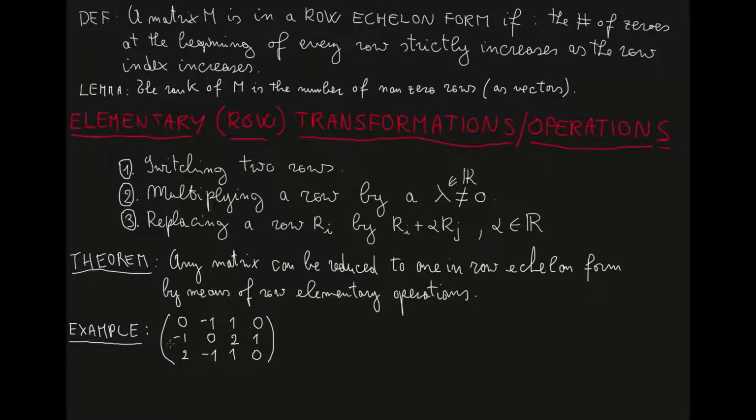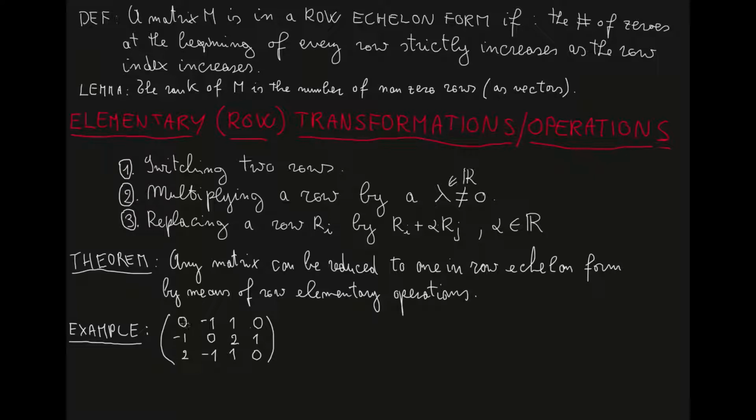The obstruction here for this matrix to be in a row echelon form is the fact that here we have a -1 instead of a 0. If we had a 0 here, then we would have 0, 0, and then 2, 1 in the second row. That means that the first 2 rows would be part of a matrix in a row echelon form. But we don't have a 0 here. And there is nothing we can actually do using the first row with the elementary row operations in order to make this -1 a 0.